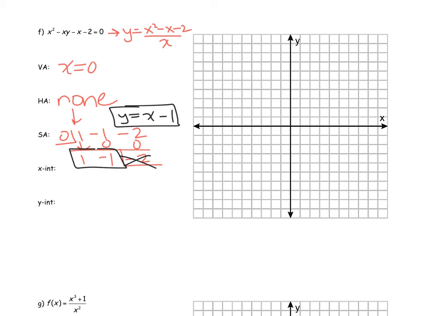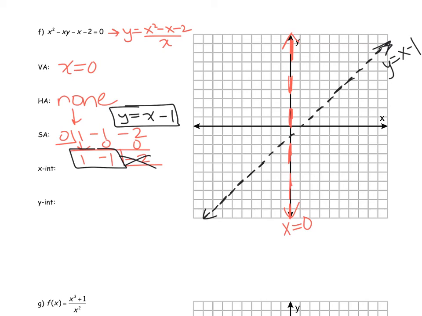I'm going to go ahead and graph that on my graph, and I'll use black to indicate that. So that's what my slant asymptote looks like. I'm also going to draw in my vertical asymptote in red. Okay, so everything looks good so far.